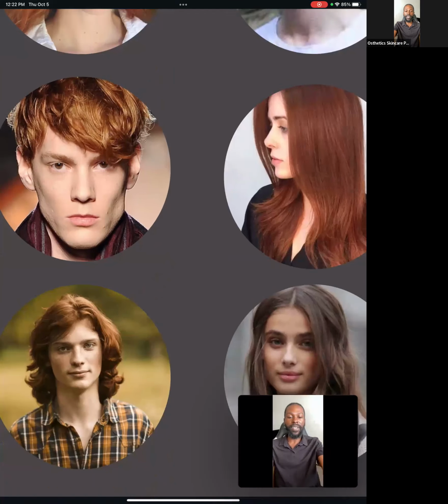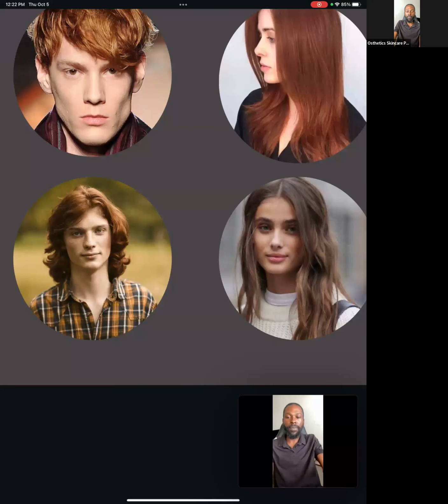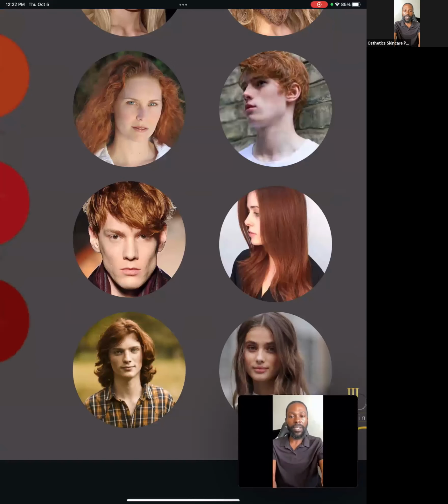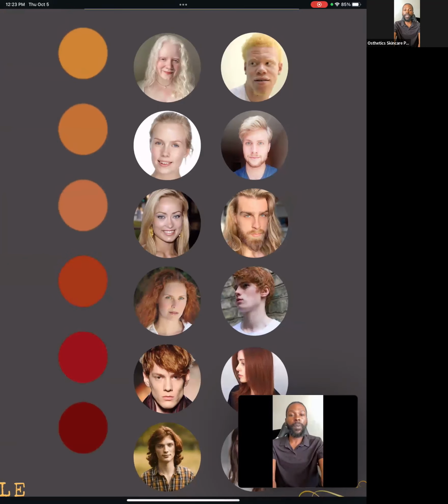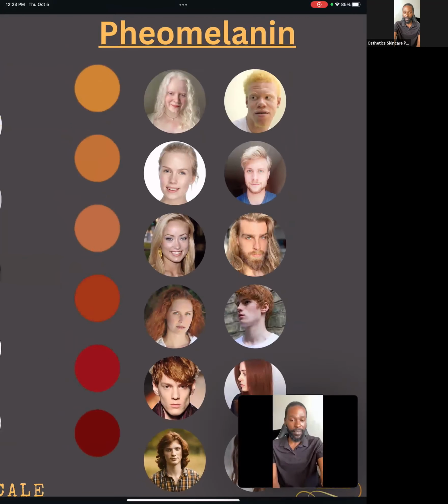Then we have these individuals down here with the more dark brown hair, but they also have the light blue eyes. So this is what pheomelanin looks like for individuals that have predominantly pheomelanin showing up in their skin.